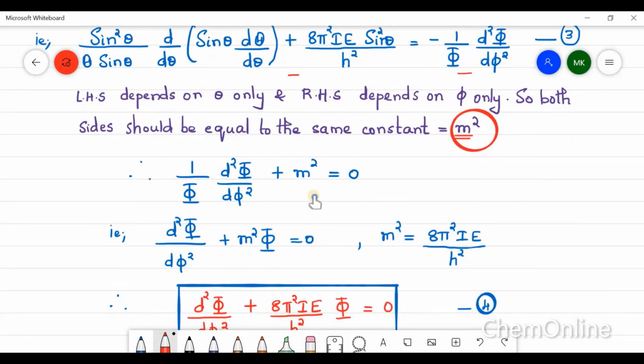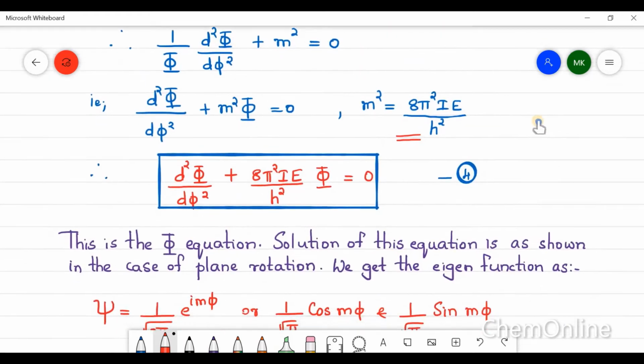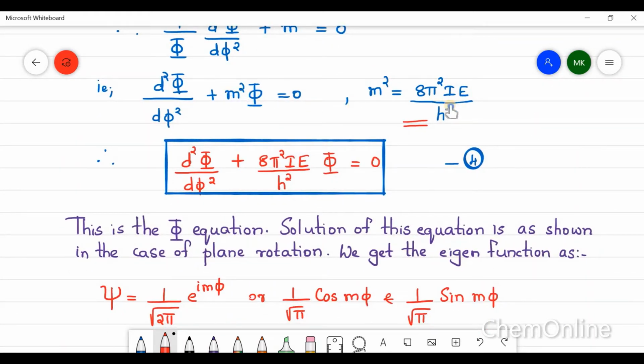Then we can write 1 by phi d square phi by d phi square plus m square equal to 0. That is d square phi by d phi square plus m square phi equals 0, where m square is a constant which is equal to 8 pi square I E by h square. So instead of m square, substitute 8 pi square I E by h square. So d square phi by d phi square plus 8 pi square I E by h square into phi equals 0. Let this be equation 4.